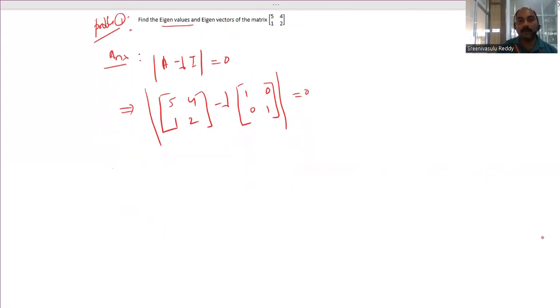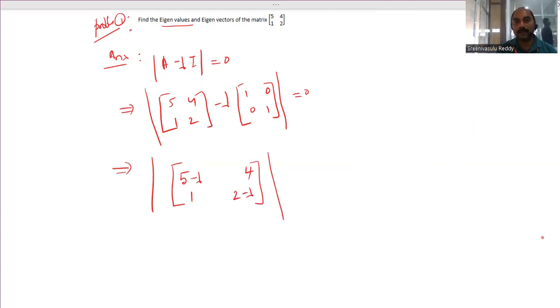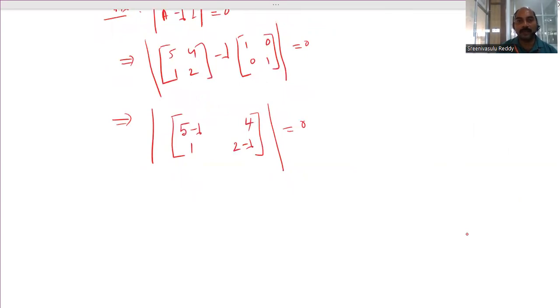Now, finally, we get a matrix of 2 by 2 order. Sum of the two matrices: 5 minus lambda, 4. Corresponding entries we add in the resultant matrix. Now, what is the det of a 2 by 2 matrix? AD minus BC. Det of a square matrix equals AD minus BC.